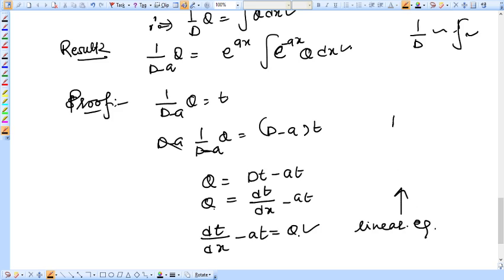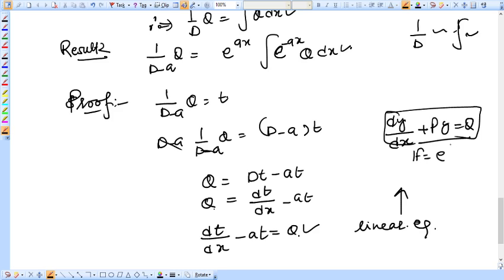What kind of linear equation is it? dy/dx plus Py is equal to Q. So if we want to solve this sort of equation, how do we solve it? We find the integrating factor, which is equal to exponential of integral P dx, and then we multiply this integrating factor with y, and this is the solution: integrating factor into Q dx. So this is the solution if we want to solve the linear equation.